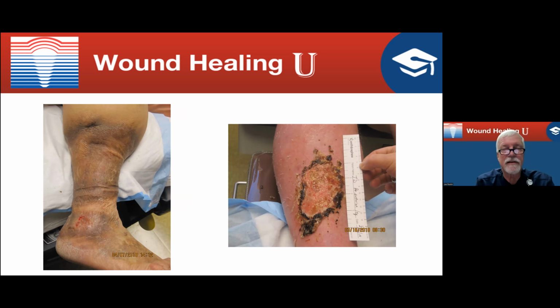lipodermatosclerosis is the progressive development of fibrotic tissue in the lower calf and ankle. So this tissue shrinks up, it becomes very firm and inflexible, and ulcers in these types of tissues are very, very difficult to heal. So here we see in this picture edema, hemosiderosis, lipodermatosclerosis, and a venous leg ulcer over the lateral malleolus.